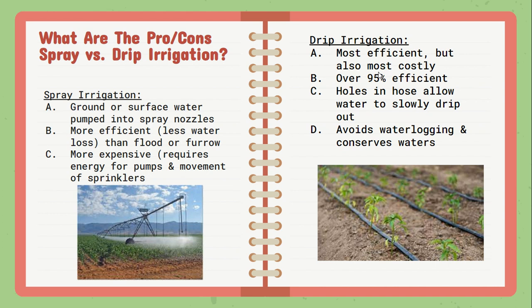Drip irrigation would be your most efficient when it comes to water loss, but it's the most costly. So you'll probably not find very large agricultural farms using drip irrigation. But if you have maybe more local farms or you have one of your own, drip irrigation is probably your best bet. This is where you build a series of pipes and hoses, and the water actually drips directly onto the crop. So this can avoid things like waterlogging, and it can help to conserve any water.